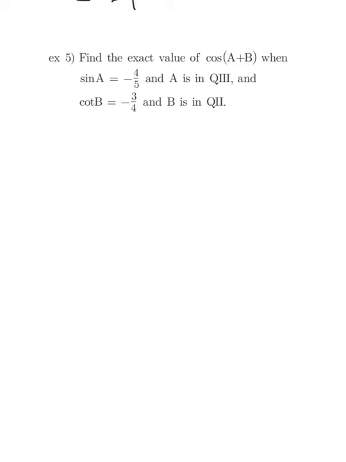On example 5, we are asked to find the exact value of cosine of a plus b when the sine of a is -4/5 and a is in quadrant 3. So A, you have to recognize here, is an angle, and that angle is in quadrant 3. We are told the cotangent of angle B is -3/4, and B is in quadrant 2. So draw a picture for yourself, just to help you visualize what's going on. Angle A is in quadrant 3.